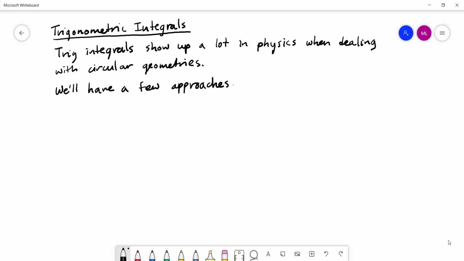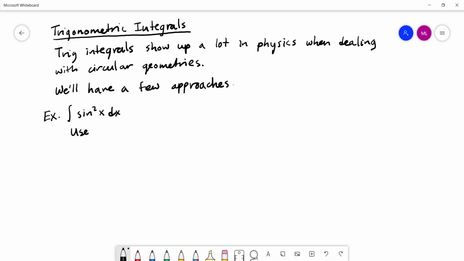So one of them shows up in situations like this one. If I am trying to compute the integral of, say, sine squared of x dx, we know how to take the integral of sine, but the fact that we're squaring it makes it a problem that we don't know how to deal with anymore. To deal with this, we're going to use a power reduction formula.